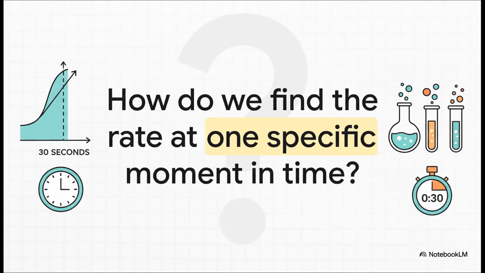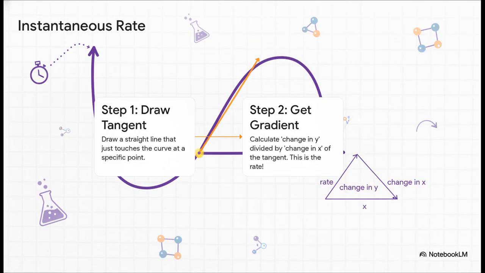But what if the examiner throws you a curveball? What if they don't want the average rate, but the rate at one single specific moment? Let's say exactly at 30 seconds. Our mean rate formulas won't work for that. We need a different trick up our sleeve. Here's what you do. To find the rate at a specific point, you draw a tangent. Now, a tangent is just a straight line that perfectly kisses the curve at that one point. Once you've drawn that straight line, all you do is calculate its gradient, the change in y divided by the change in x. And believe it or not, that gradient is the rate of the reaction at that exact instant.